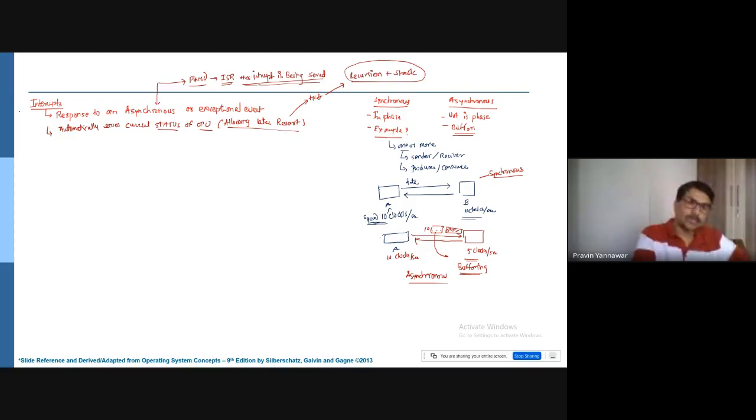Next, interrupts cause an automatic transfer.